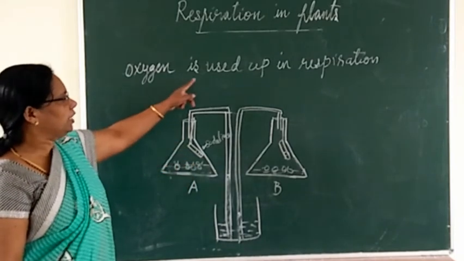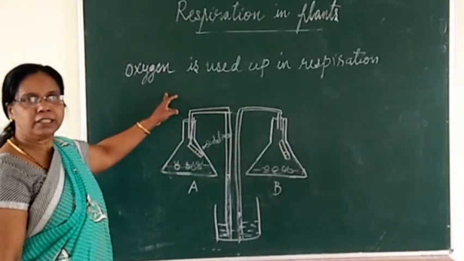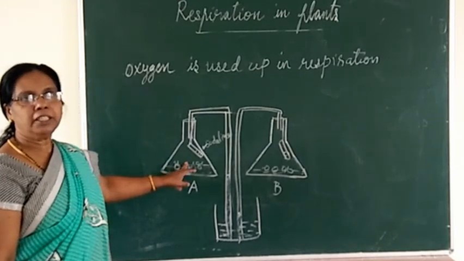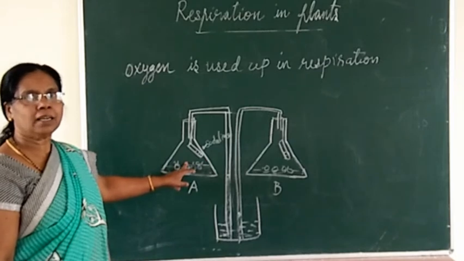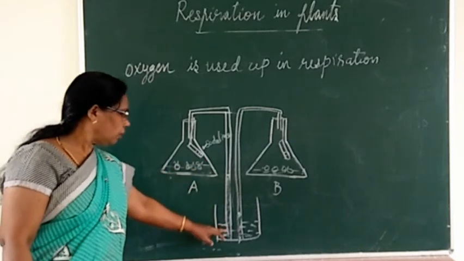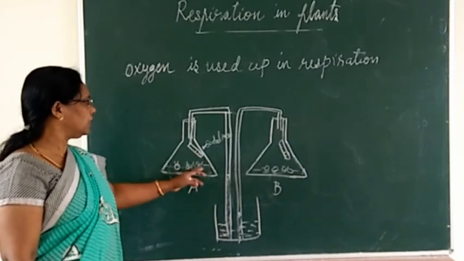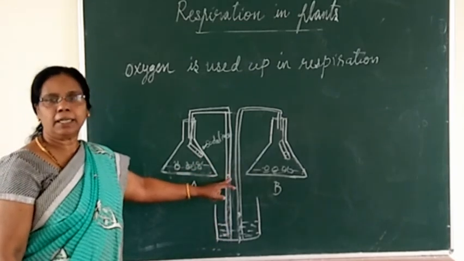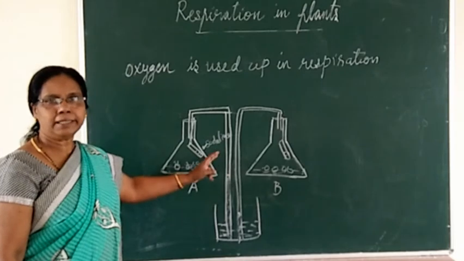It uses up what? Oxygen for respiration. This germinating seed used this oxygen for its respiration, and when it is using this oxygen, you can see that the level of the water in this glass tube rises up.